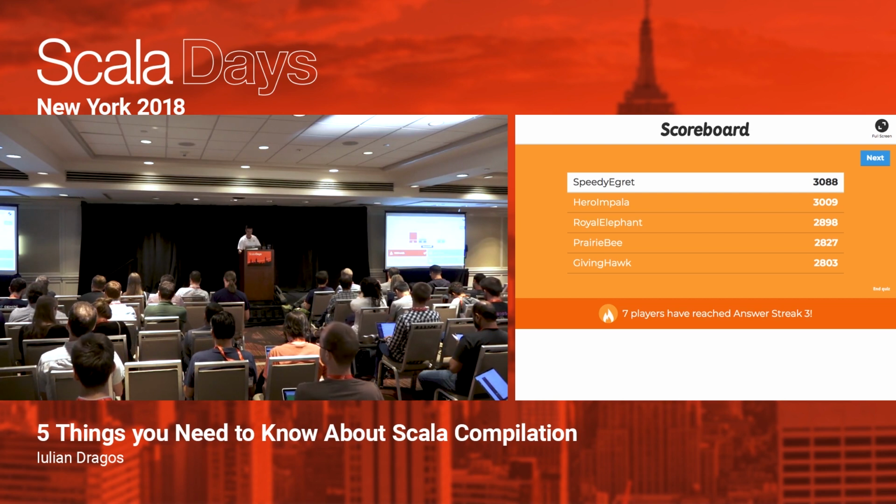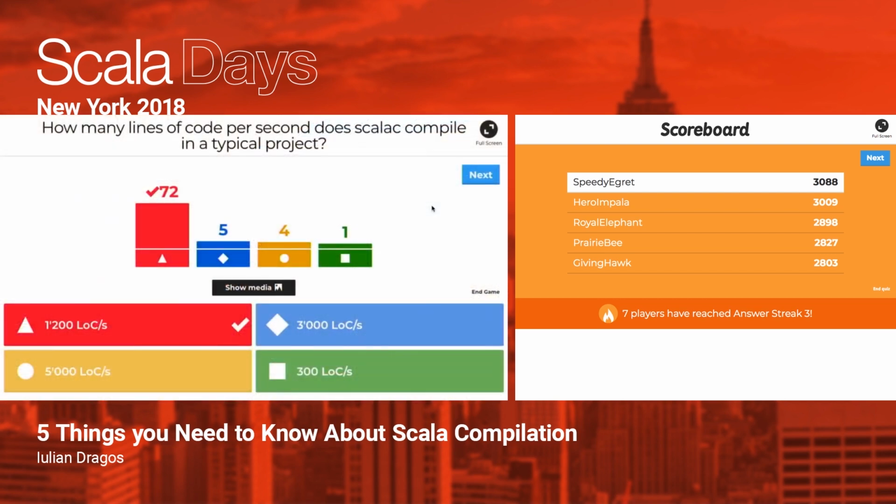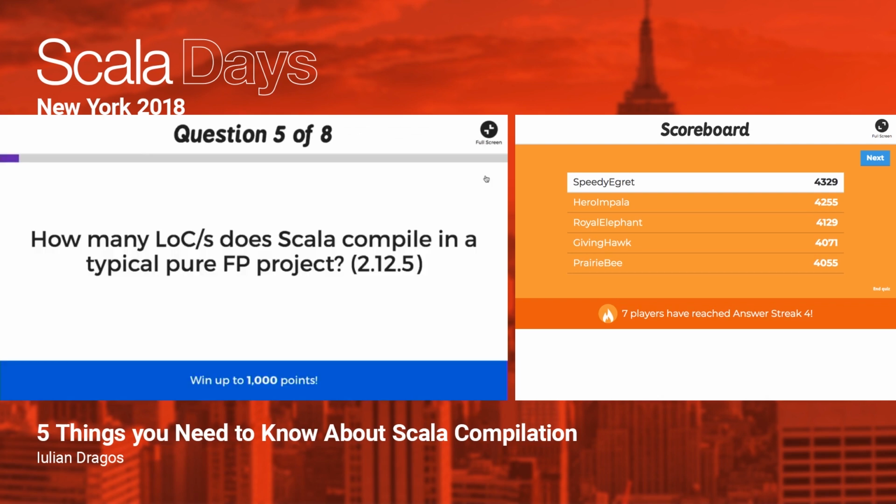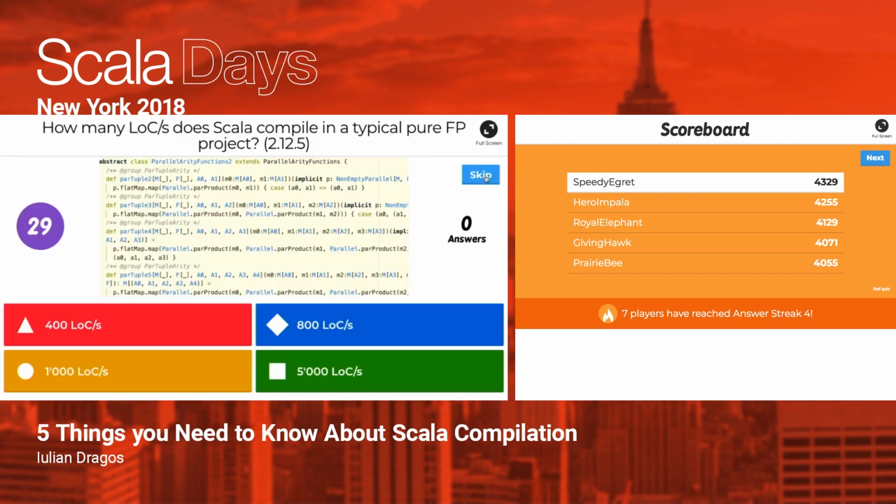All right. The large majority got it right. Somebody was very pessimistic, saying only 300 lines of code per second. And we also had 4 very optimistic people at 5,000 lines of code. I wish. Of course. Next question, I think it was pretty obvious.